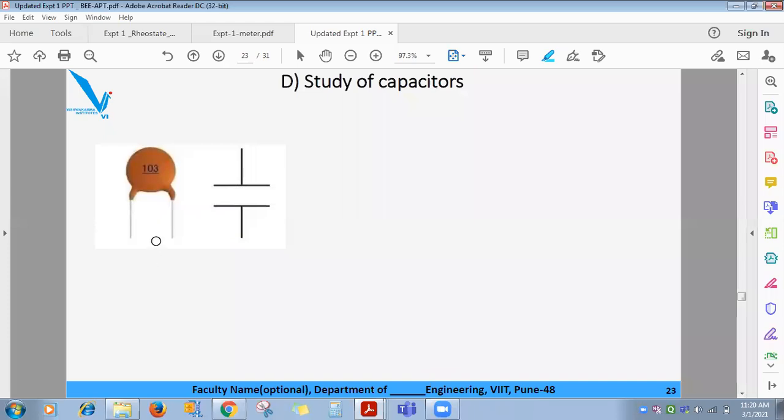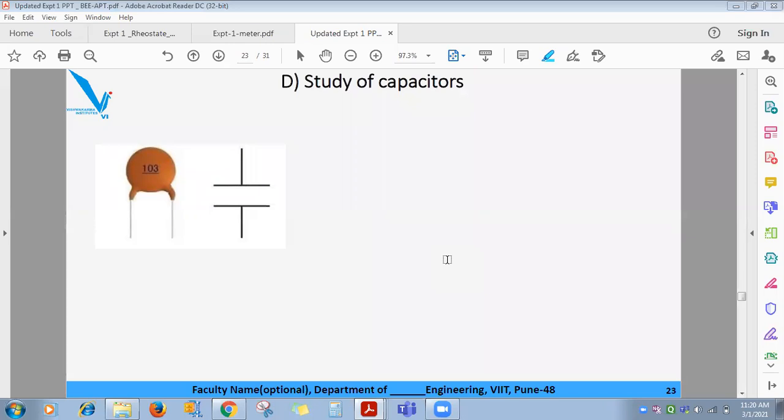Okay, clear to everyone? This is called draining of the capacitor. So this is one of the safety precautions while handling a capacitor.